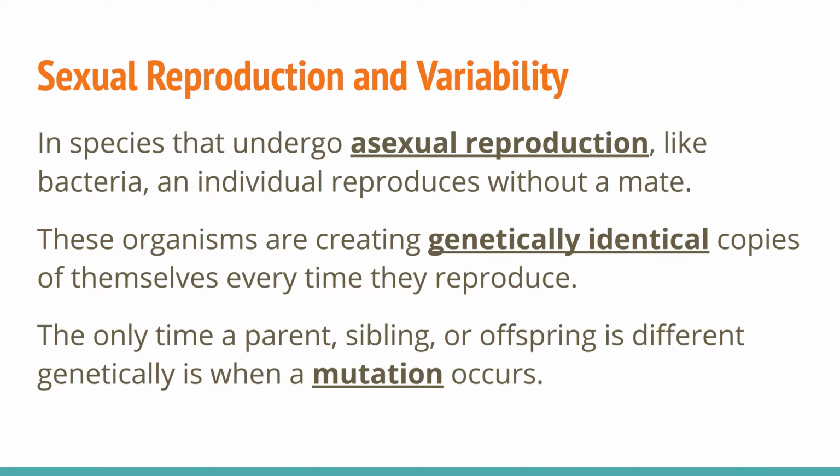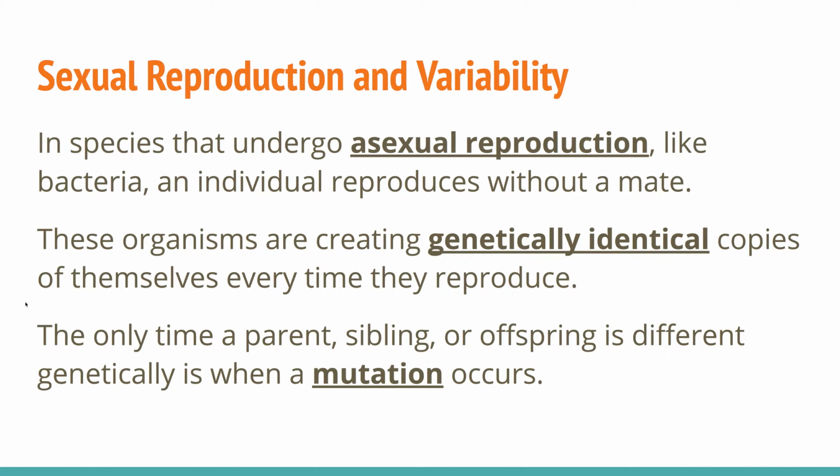Okay, sexual reproduction and variation. The first variation we get is from mutations. The other one's from sexual reproduction. In a species that undergoes asexual reproduction, like bacteria, an individual reproduces without a mate. That organism can survive and reproduce, and everything is the exact same as itself. It's making genetically identical copies of itself every time it reproduces. The only time a parent, sibling, or offspring is different is when a mutation occurs.